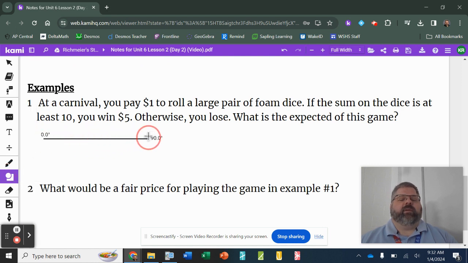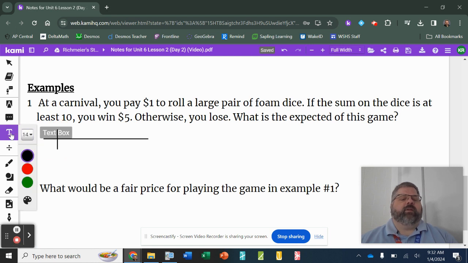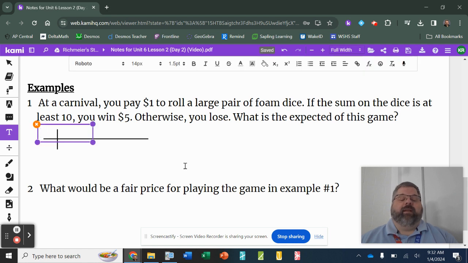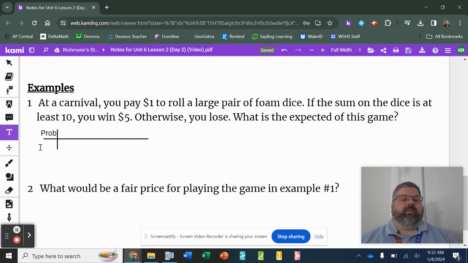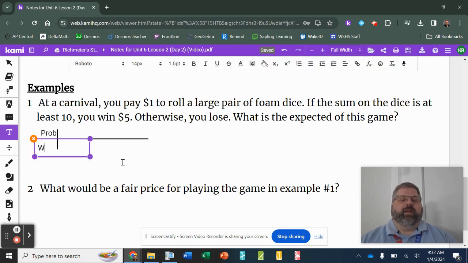So let's see here. This time it's only a single game, so I don't have to do it twice. So here in the top of the table, I'm going to put in the probability. And in the bottom of the table, I'm going to put in what I stand to win. All right. What I stand to win or lose. Okay, so win could be in quotation marks.